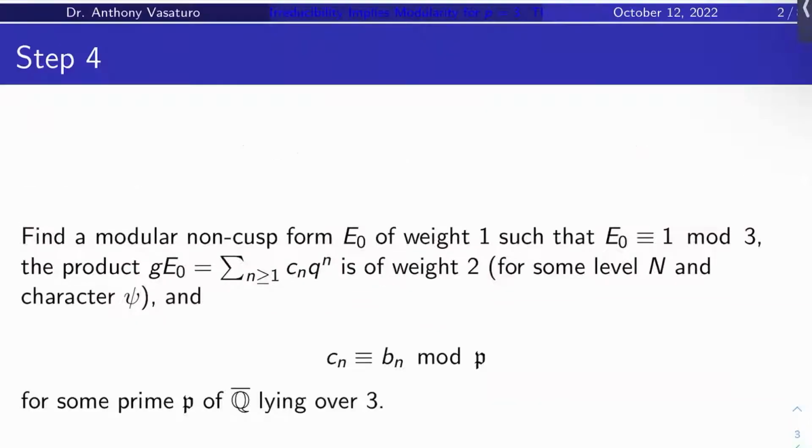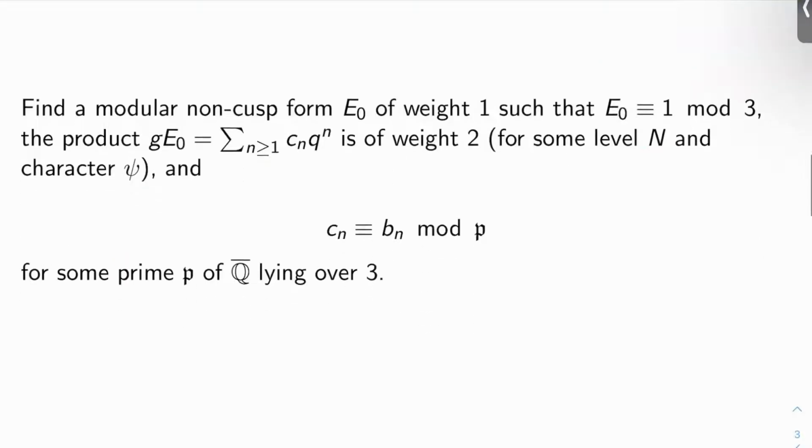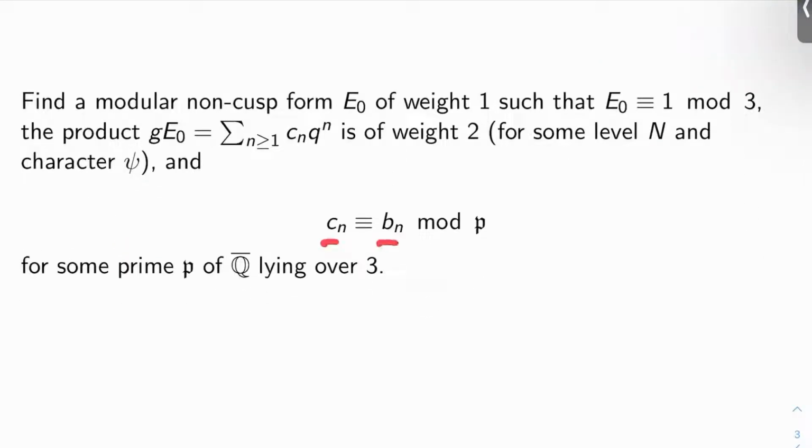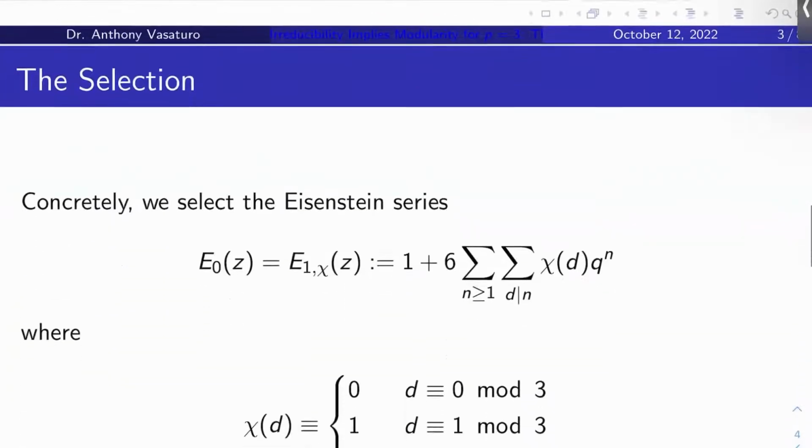Okay, so step 4, then, to conclude, will be we need to find a modular non-cusp form E naught of weight 1, such that E naught is equivalent to 1 mod 3, and the product g E naught with Fourier coefficients c sub n, so this cusp form, is of weight 2 for some level N and character psi. And it will be such that c_n is equivalent to b_n mod frac P for some prime frac P of Q bar lying over 3. So the new Fourier coefficients will be equivalent to the old ones. Okay, so here's the selection.